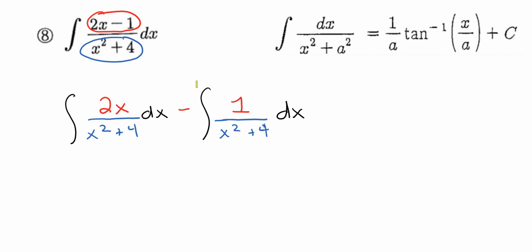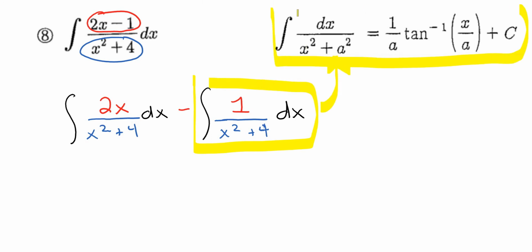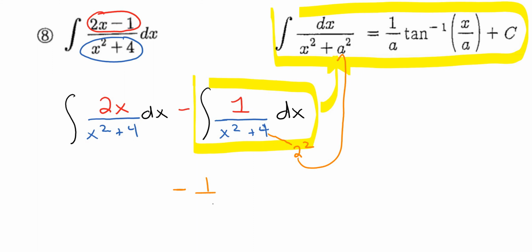Let me start off with the right-hand side of this problem, because I can line this up with this little formula right up here. We know that this 4 is the same thing as 2 to the power 2. So that means a has the value of 2. So this will be minus 1 over a, which is 1 over 2, inverse of tan, x over 2, and then plus c. So that is the right-hand side of the problem. We just used the inverse trig formula there.